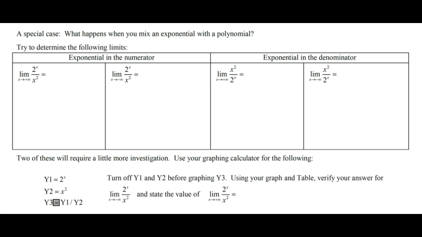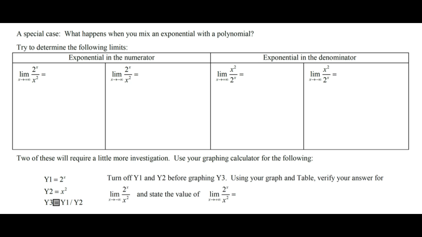Okay, 2 to the x over x squared, as we go to positive infinity. So what's 2 to the x going to be? Really, really big. What's x squared going to be? Is it even bigger, or not quite as big, or just as big? Alright, so what's 2 to the 10th? 1024. What's 10 squared? 100.